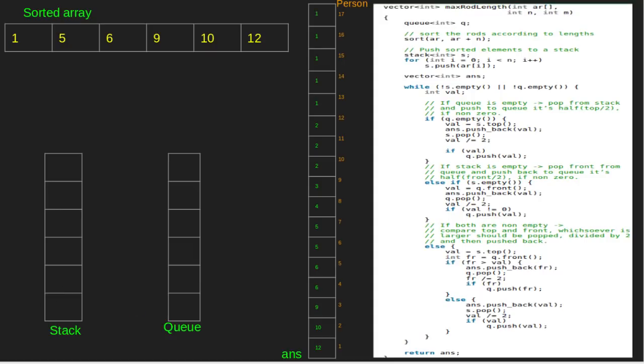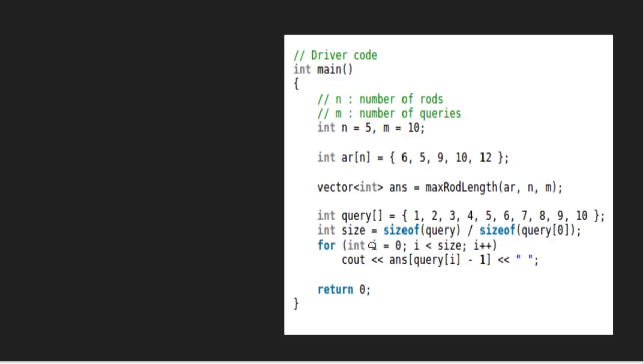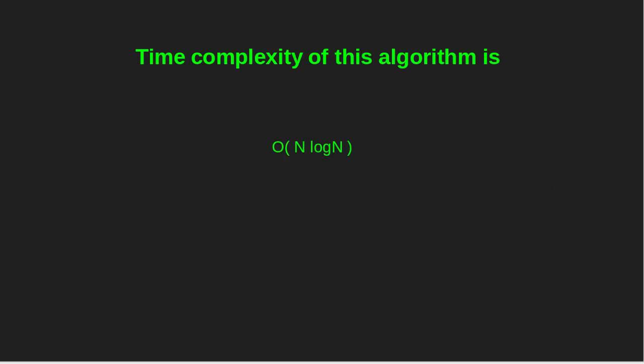Thus, we got our required array. We'll return this array to the main function. In this main function, we'll simply display the answers to the queries which were asked by the user in this for loop. The time complexity of this algorithm is O(n log n).